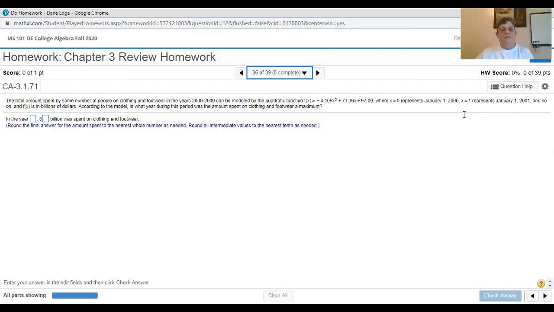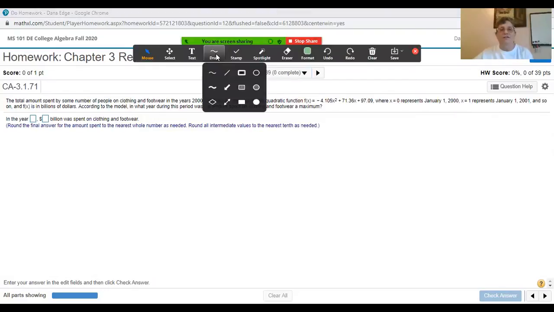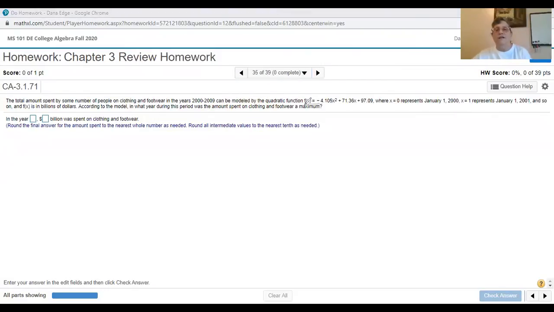The total amount spent by some number of people on clothing and footwear in the years 2000 to 2009 can be modeled by the quadratic function. Now we get to the good part. F of x equals negative 4.105x squared plus 71.36x plus 97.09, where x equals 0 represents January 1st, 2000. X equals 1 represents January 1st, 2001, and so on. And f of x is in billions of dollars.